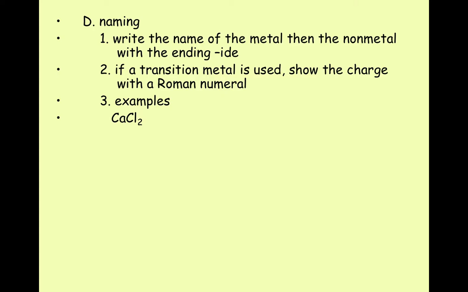So in the first example here, I have CaCl2. We don't have to worry too much about anything here because we know that Ca is calcium and we know that Cl is chloride, and that's all we have to do with the naming. Here we have MgO, it's the same thing. Magnesium is the cation, oxide is the anion, so we just combine those together.